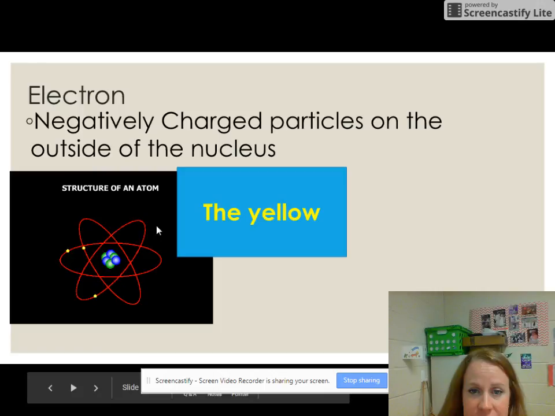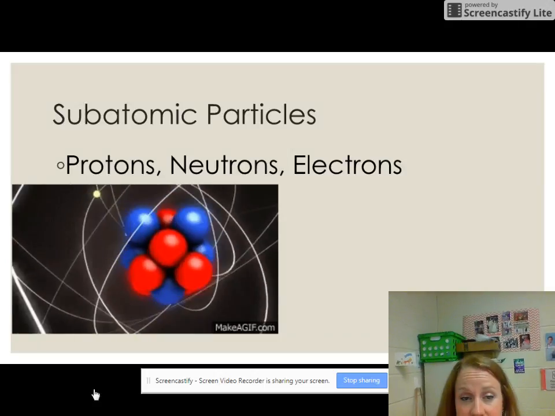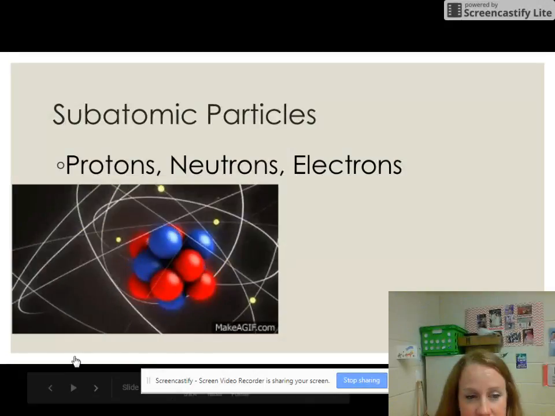Electrons are negatively charged particles on the outside of the nucleus. So they are the yellow floating around out here. Again, they are negatively charged. So again, subatomic particles in our case are protons, neutrons, and electrons.